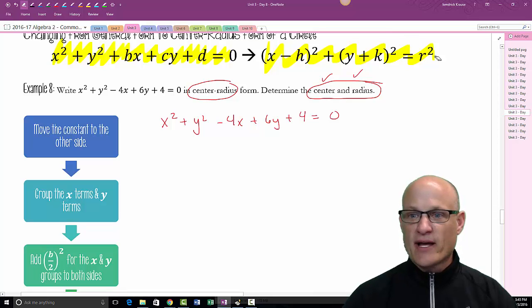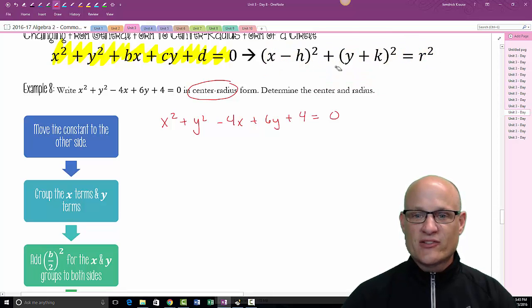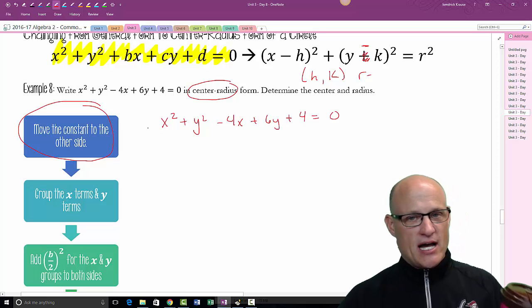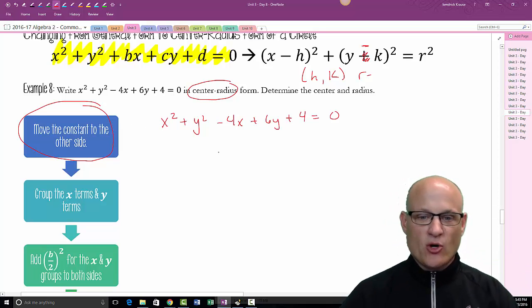Because the center, if you go back to looking at this, remember, if I take that h out, it's positive h. If I take that k out, that should be minus k. And the radius is just equal to radius. So here's how it works. You're going to move the constant over to the other side. Does it sound like completing a square? No, just kidding. So we're going to move the constant over to the other side.